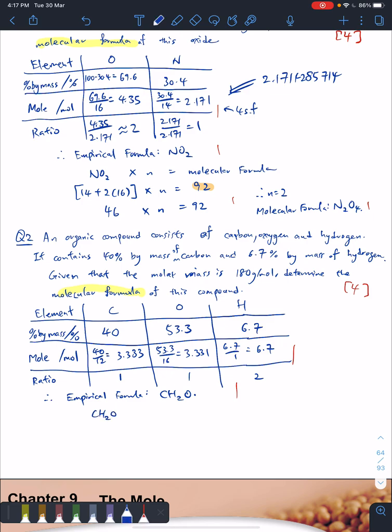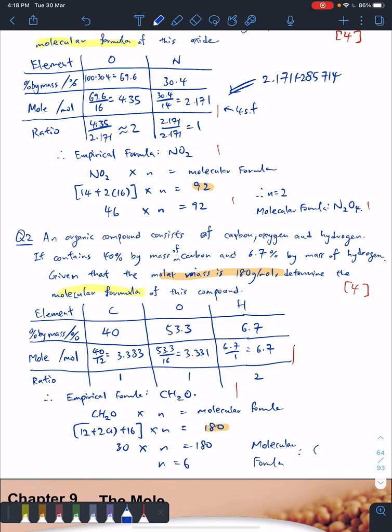Next, CH2O times n equal to the molecular formula. So 12 plus 2 plus 16 times n equal to 180. We realize that is 30 times n equal 180. Therefore, n equal to 6. So your molecular formula is actually C6H12O6, which is your glucose.